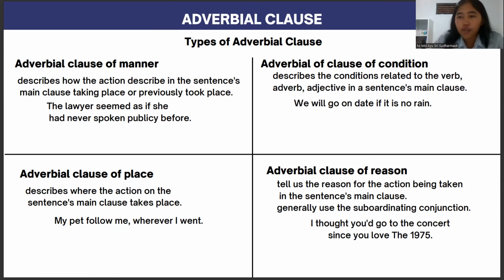Next, clause of condition. This describes the condition related to the verb, adverb, or adjective in a sentence's main clause. For example, we will go on a date if it doesn't rain. Next, clause of reason. This tells us the reason for the action being taken in the main clause. And this generally uses a subordinating conjunction. For example, I thought you'd go to the concert since you love the 1975.